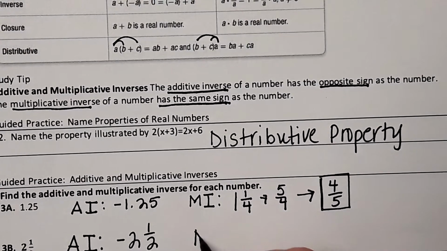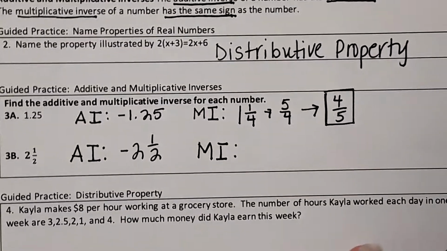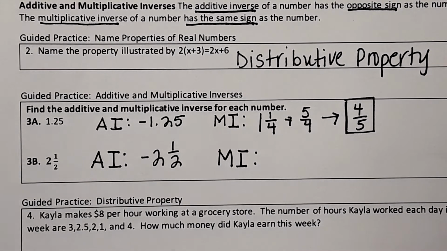Now, what do I need to do to the number before I can find the multiplicative inverse? What do I have to do to 2.5? We have to make it improper. You can't just go from there to the multiplicative inverse. You can't just say, oh, it's 2 and 1/2. You have to make it improper.